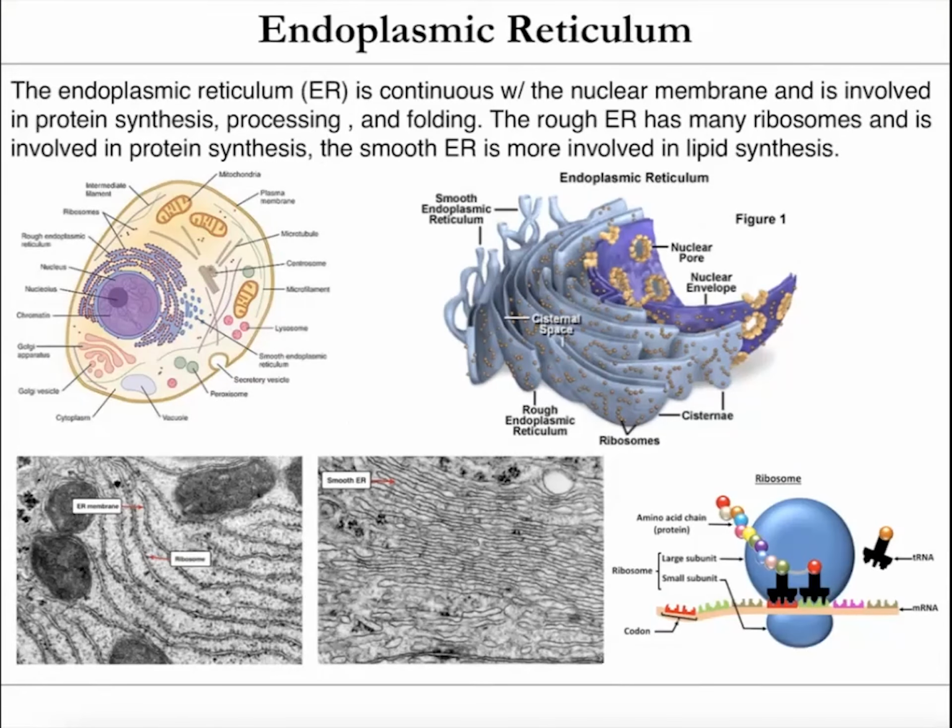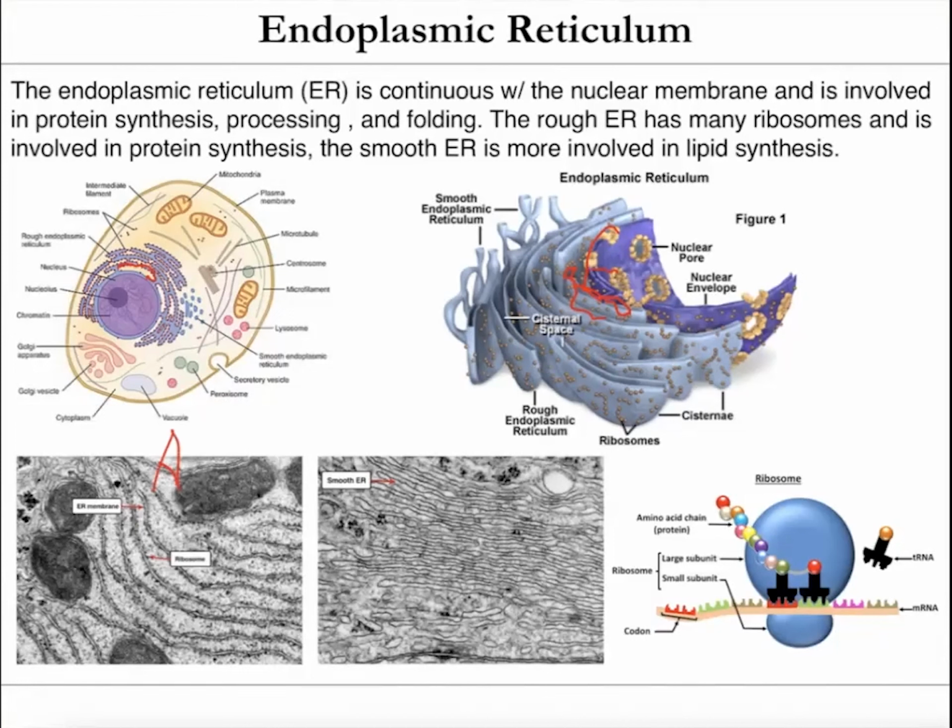The next organelle we're going to talk about is the endoplasmic reticulum, sometimes just called the ER. The endoplasmic reticulum is a membrane-bound organelle, but it's actually continuous with the nuclear membrane, which you can kind of see here. These nuclear pores will deliver RNA to the endoplasmic reticulum. And there are actually two types of endoplasmic reticulum: rough endoplasmic reticulum and smooth endoplasmic reticulum.